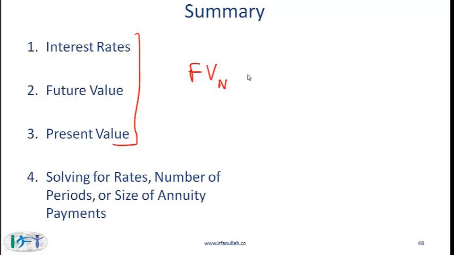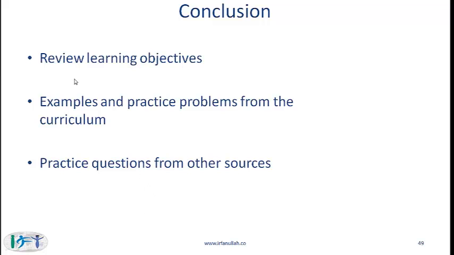Future value at time n is equal to present value into 1 plus the interest rate to the power of n. And this can be rearranged and expressed in terms of present value. We then did several problems where we solved for rates, number of periods, size of annuity payments, and so on. My suggestion now is that you review the learning objectives in the curriculum and make sure that you understand them.